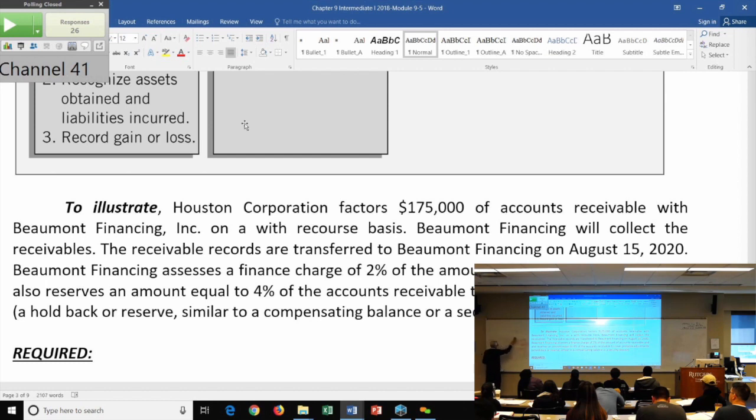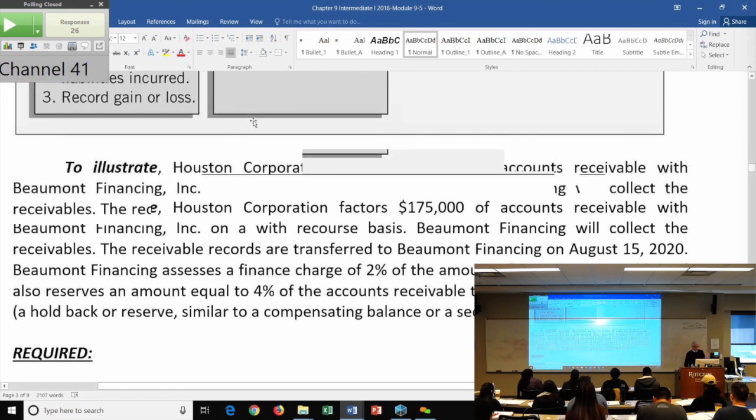Now, that means you're going to get 94% of the receivable balance. 2% is a loss or an expense, 4% is a holdback, which you'll see if the receivables are collected.